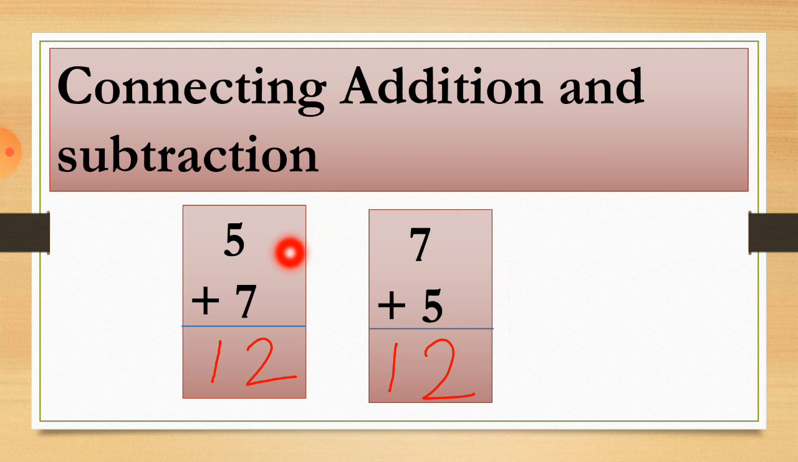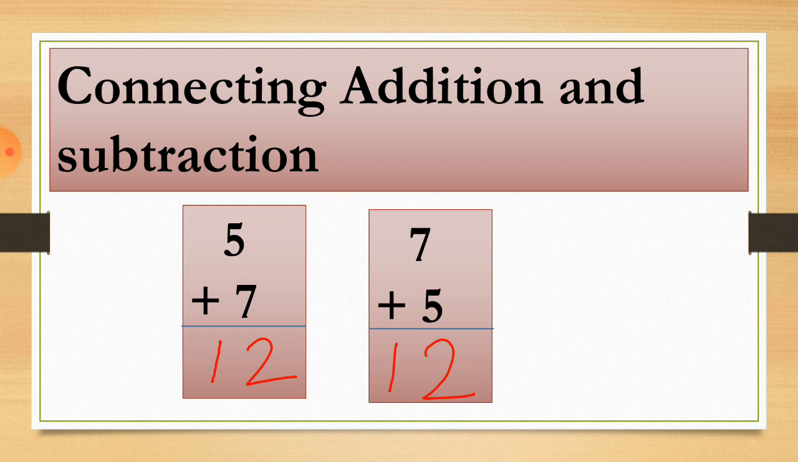Here we just swapped the numbers. Here 5 is first and 7 is second, and here I take 7 first and then 5. So if you change the order of the numbers, the answer will stay the same. This is the rule of addition: if you change the order of the numbers, the answer will not change. The answer will be as it is. So this is the addition concept.